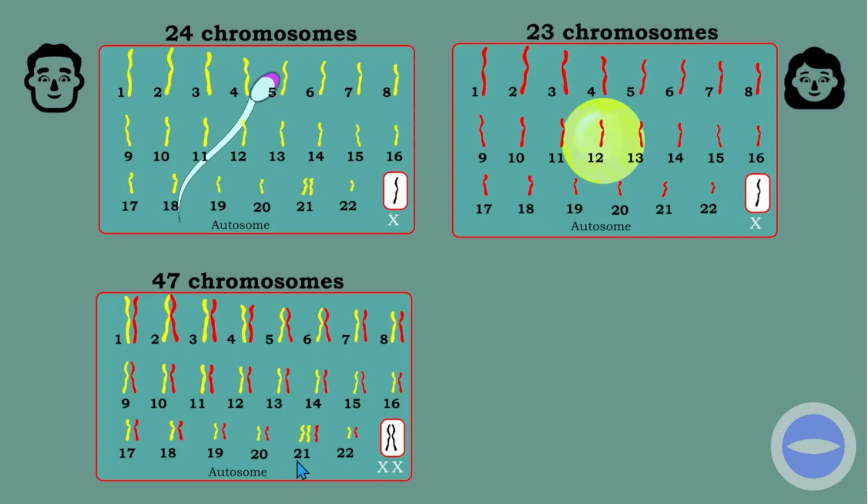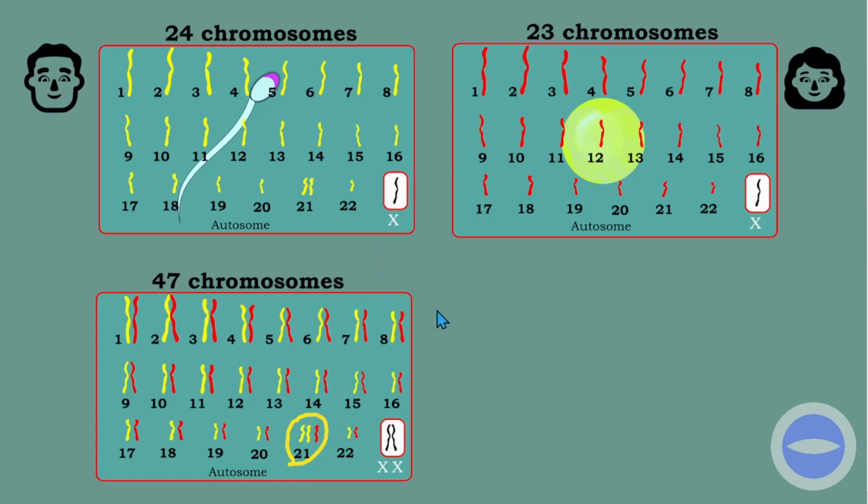But if you see this 21, we have 3 chromosomes. This is the result of this chromosome 21. We ended up with 3 chromosomes here. So we call it trisomy 21. That means there is an extra chromosome on chromosome 21. We call it trisomy 21. And the result of this trisomy 21 is Down syndrome.